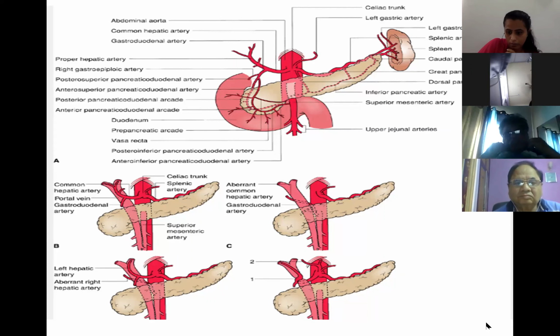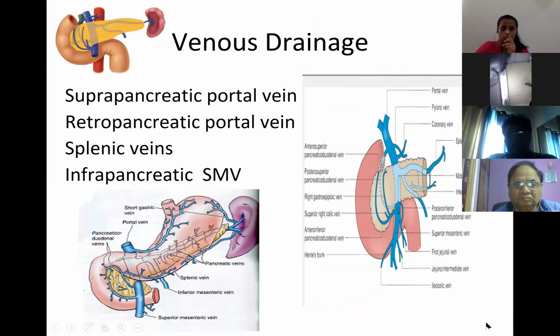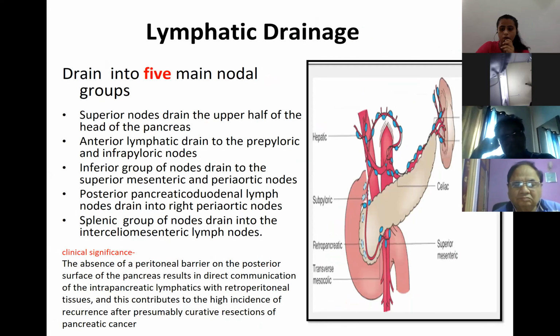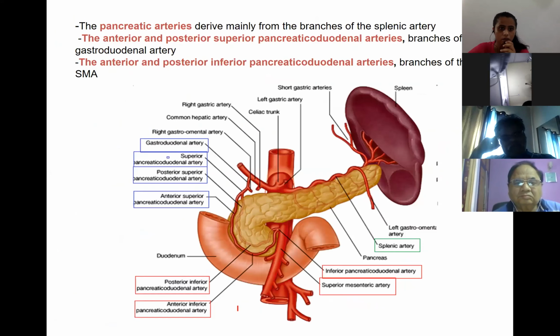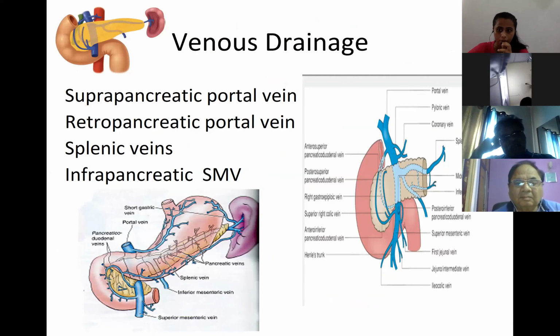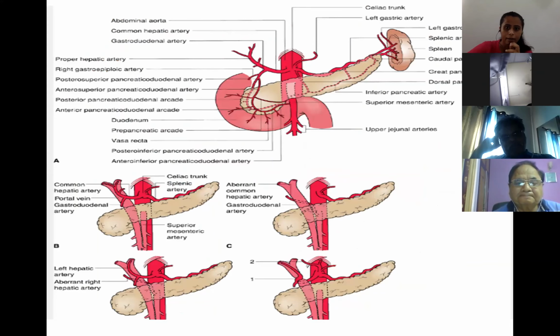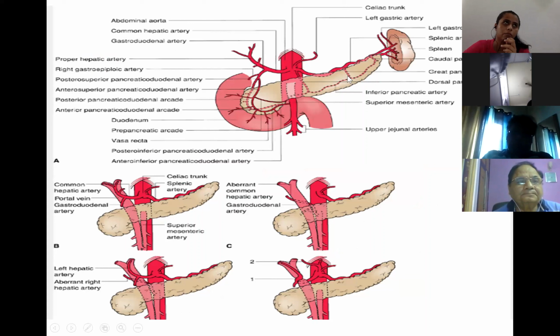Okay, continue. Which one is the main vessel? Inferior mesenteric artery is the main vessel. And is there any arteria magna? Yes, sir. From here, this artery is the arteria magna. It is actually a branch of the splenic artery, I think.